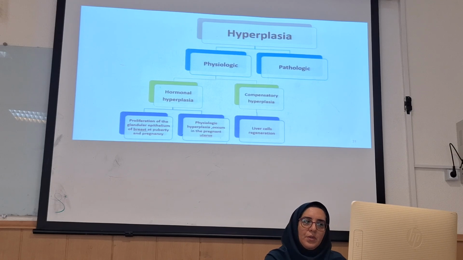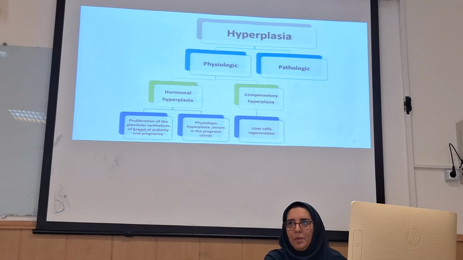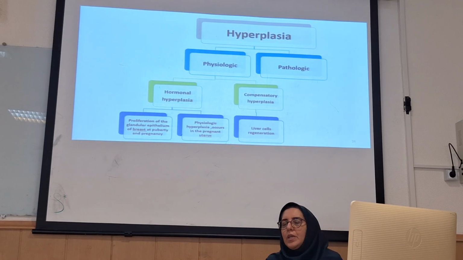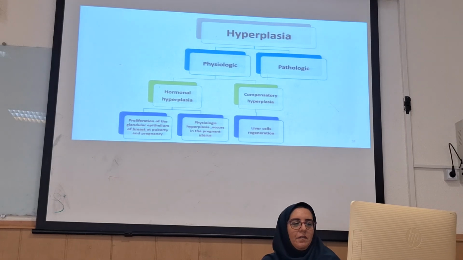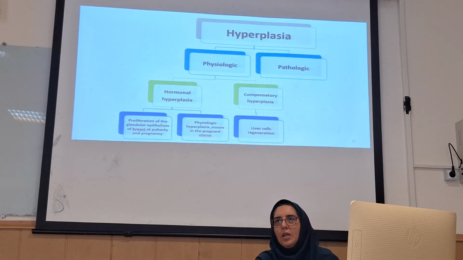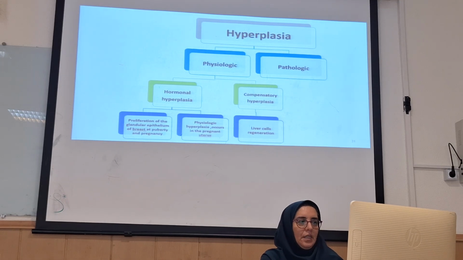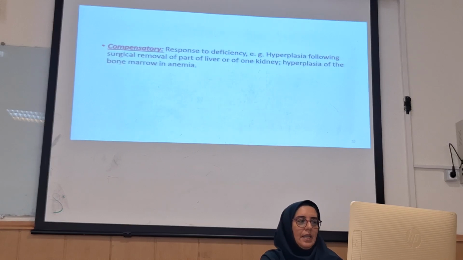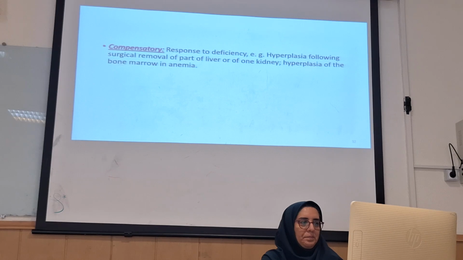Hyperplasia is also physiologic or pathologic. Physiologic hyperplasia is hormonal hyperplasia and compensatory hyperplasia. Hormonal, for example, in the uterus and the breast in females, and compensatory in solid organs, for example, in the liver after damage or after surgery. We have an increased number of cells in the liver.